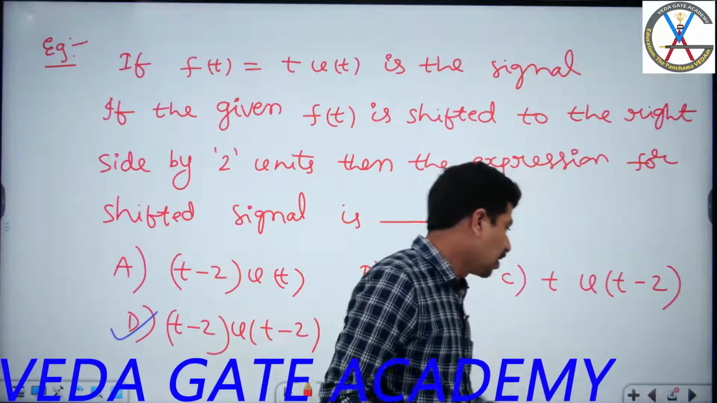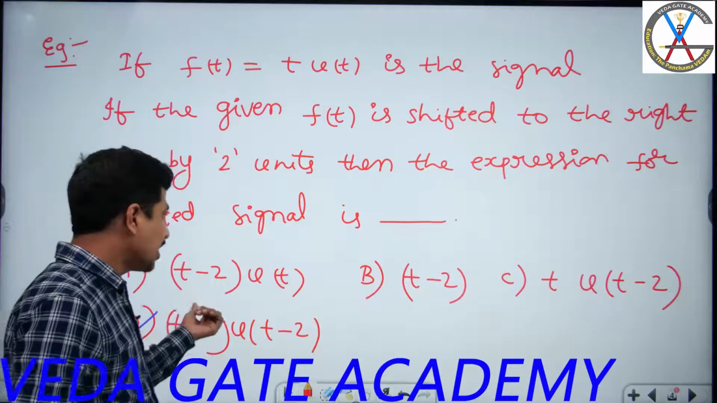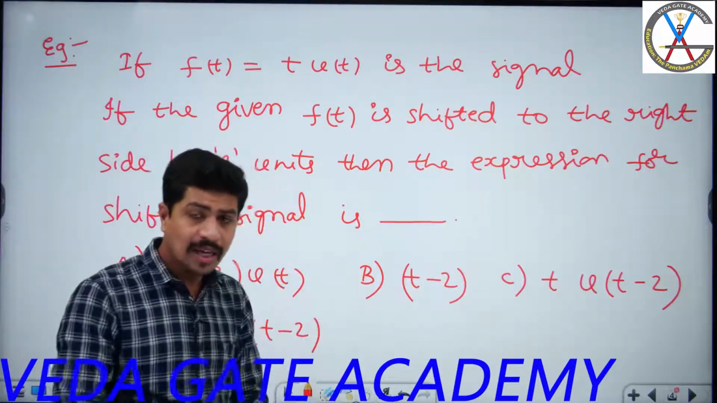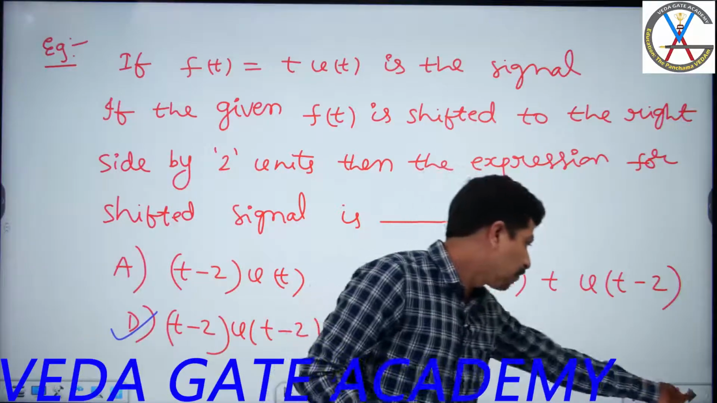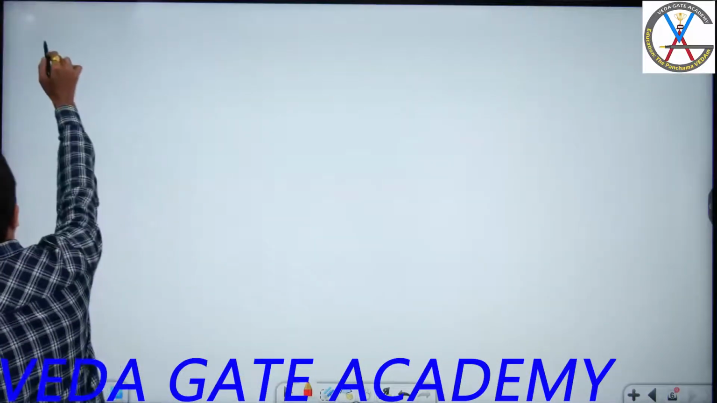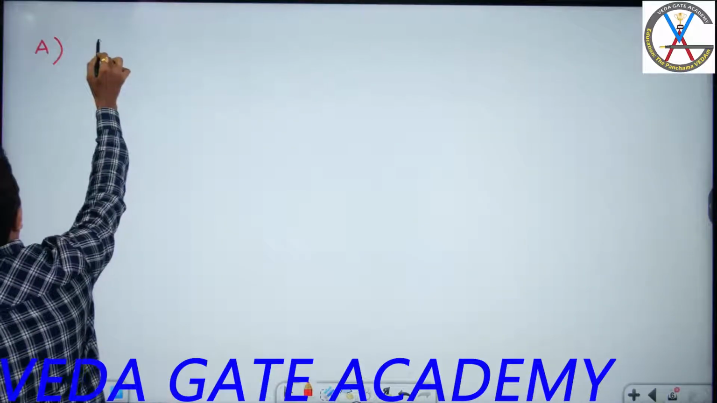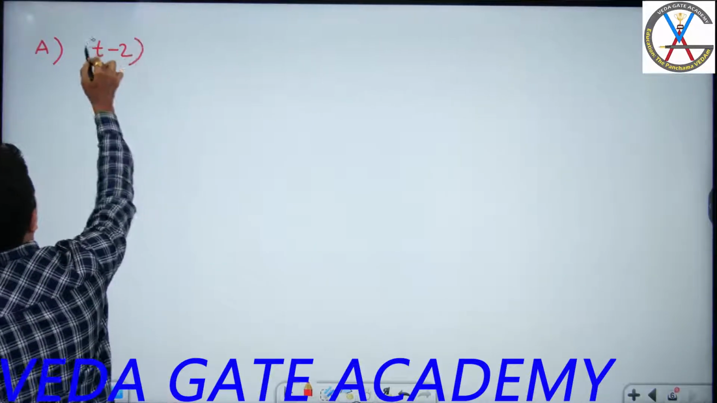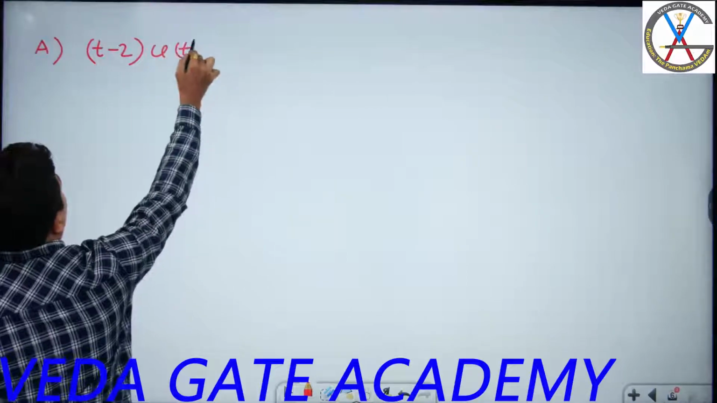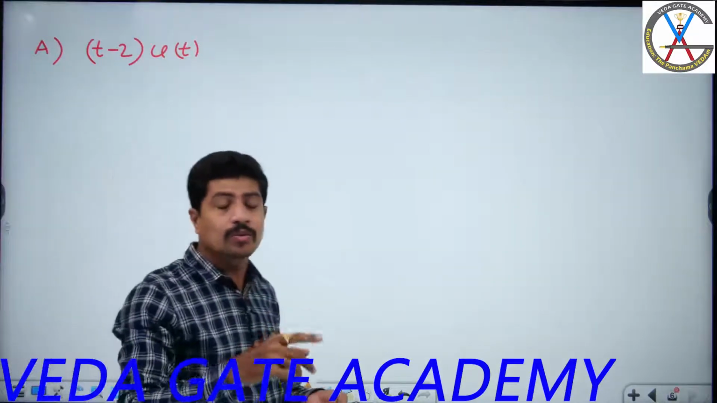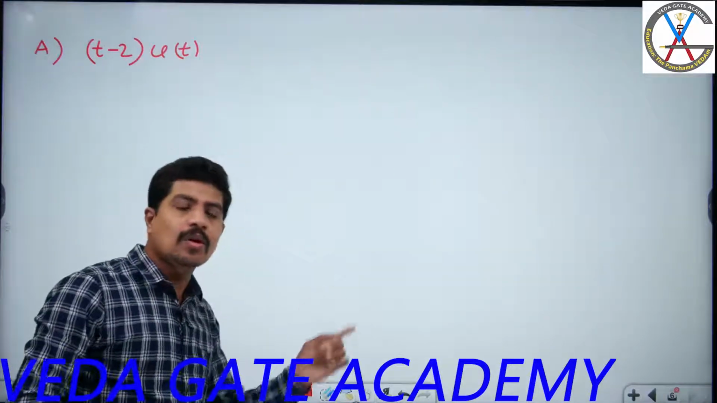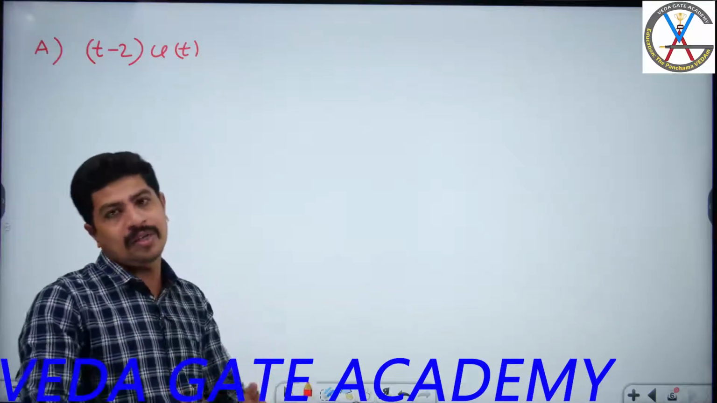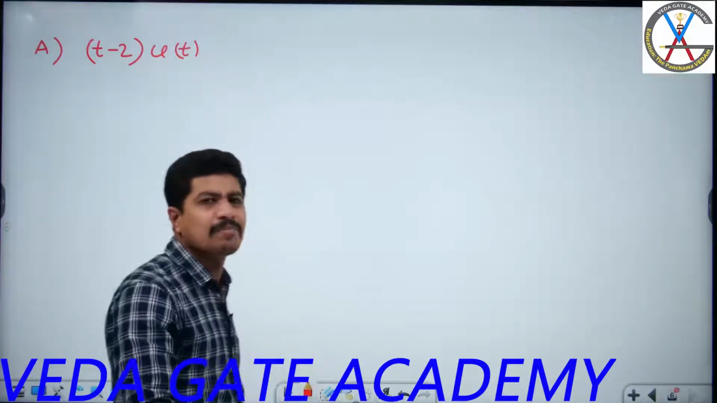Let's take the first term. What is the first one we have taken? T minus 2 into U of t. Let us draw T minus 2 into U of t. The first option, A, is T minus 2 into U of t. So here I have two things: T minus 2 and U of t. I will draw them separately and multiply, then I am going to get T minus 2 into U of t. Very simply we will do.